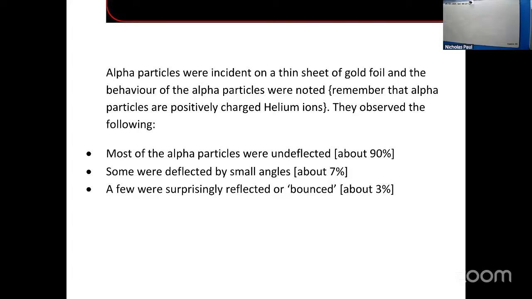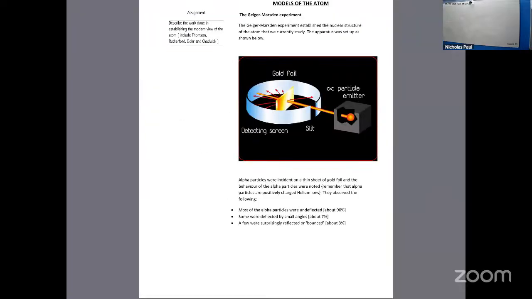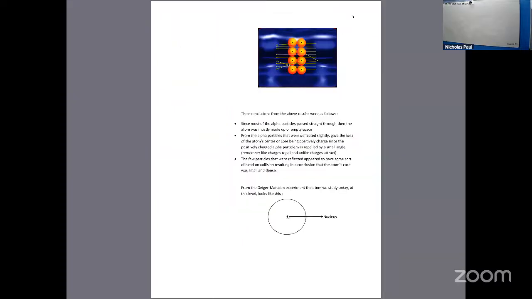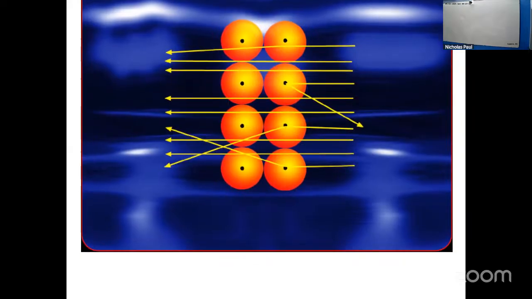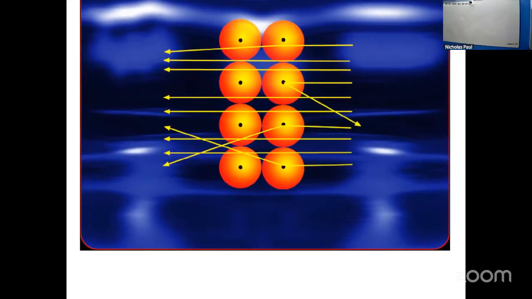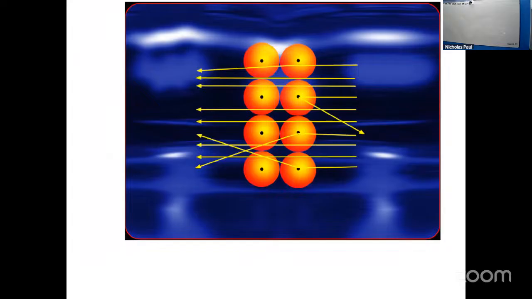Most went straight through means that the atom had empty space, right? A small amount was deflected means that the atom had a small positive core. And the third thing was it appears to be small and dense. Remember that? So here's the next way to draw it. If they ask you to draw it, you could just draw the diagram. The little orange things there are the gold foil atoms, and the yellow lines are the alpha particles.